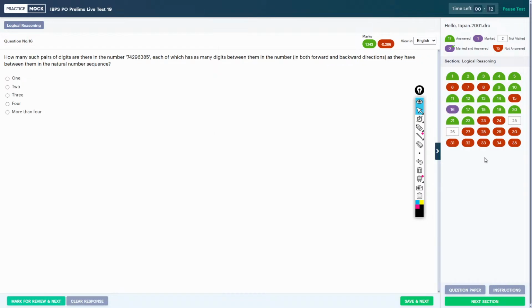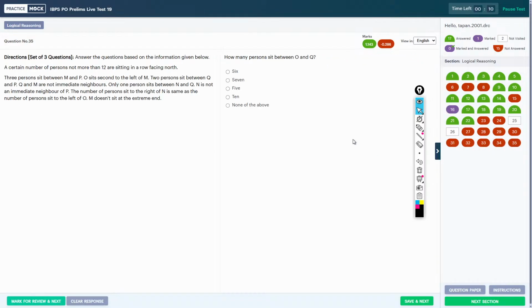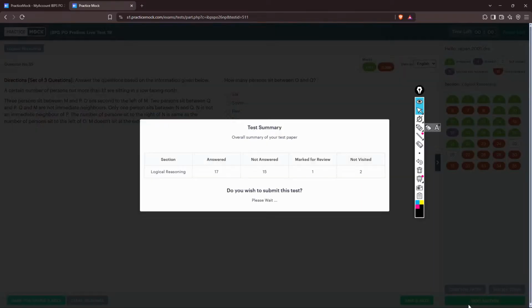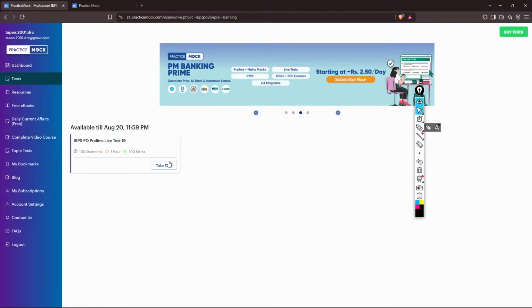I think I should have gone with easier ones at this last moment. Okay, but 17 is not bad. I can still make a comeback in the upcoming sections. So next section.